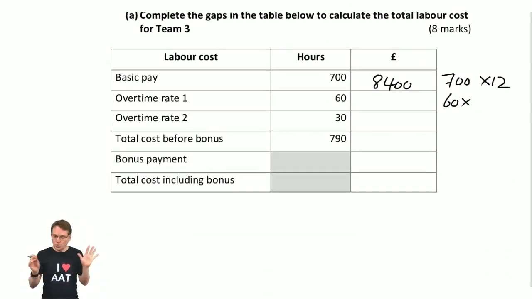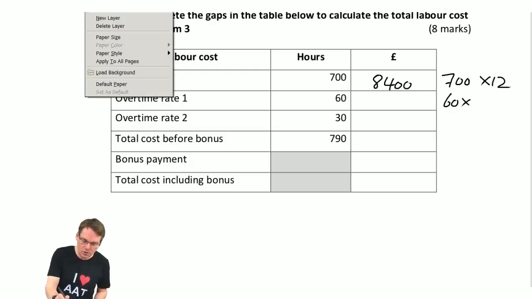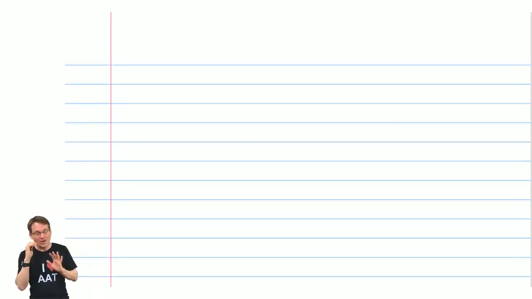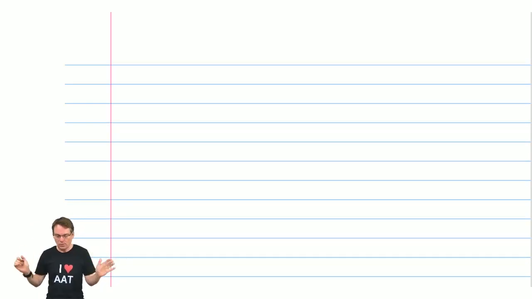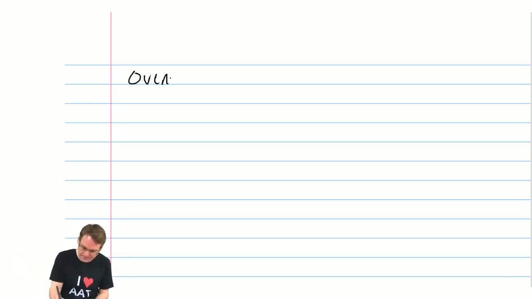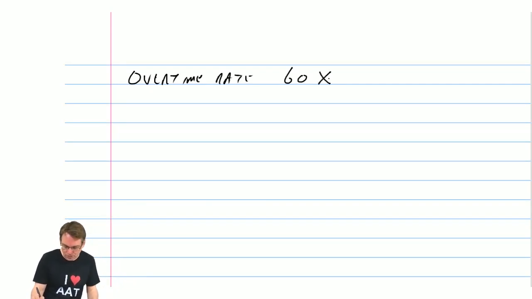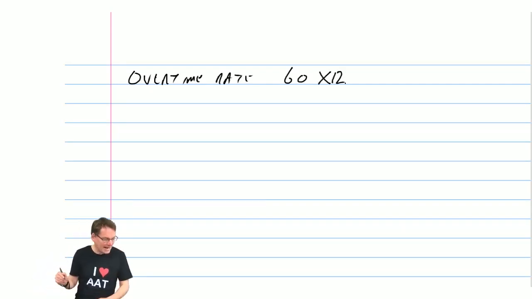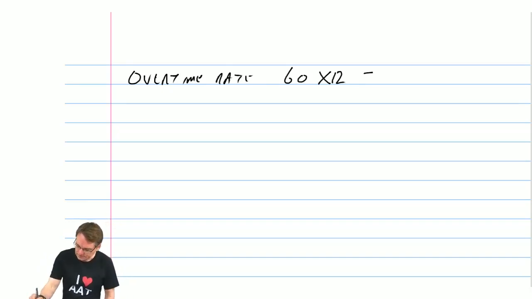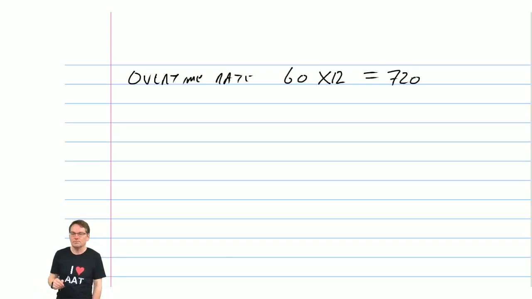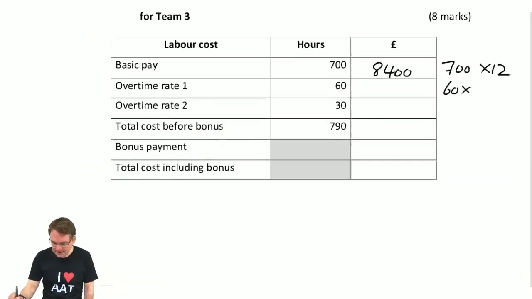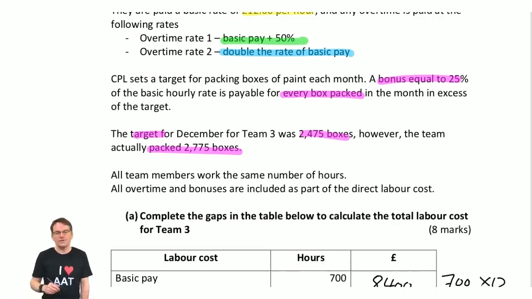Now there's two ways you can do this. You do this whichever way you find easier. Both of these ways, you get exactly the same answer. You do whichever one works for you. So this is overtime rate 1. So either 60 hours, because that's how many hours it is, times 12, because that's the basic pay, is 720. And then it says on top of that, it is the basic rate plus 50%.